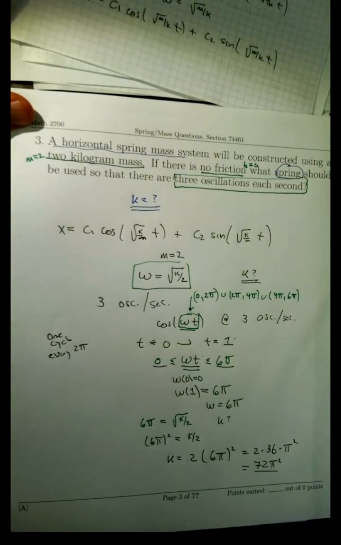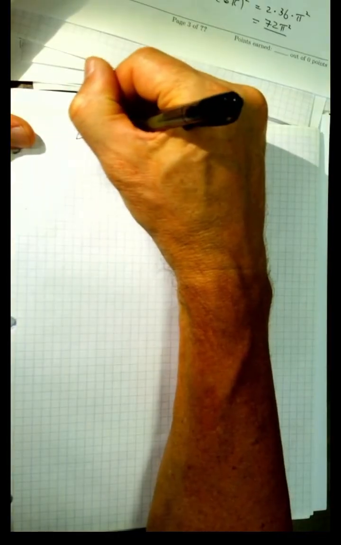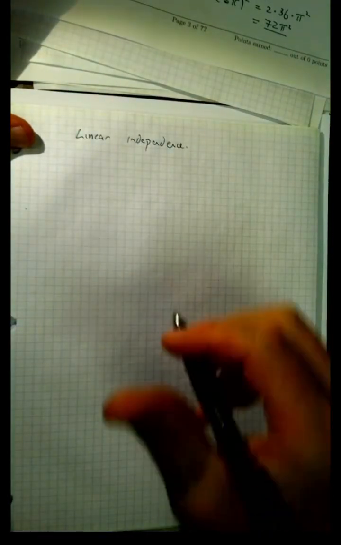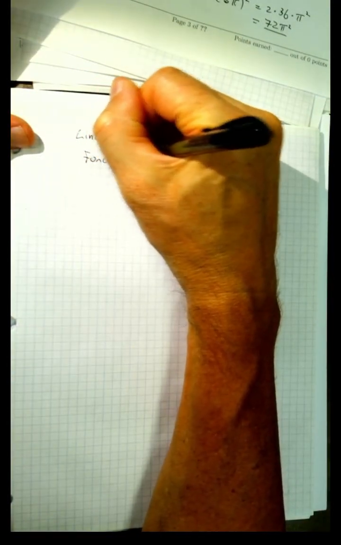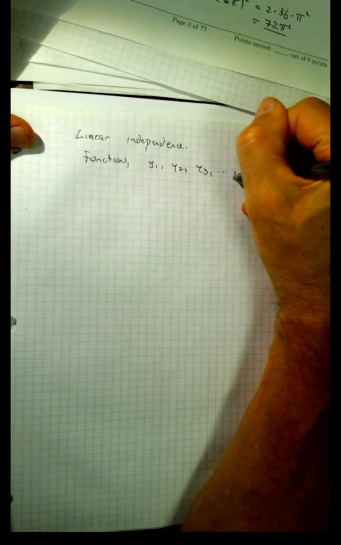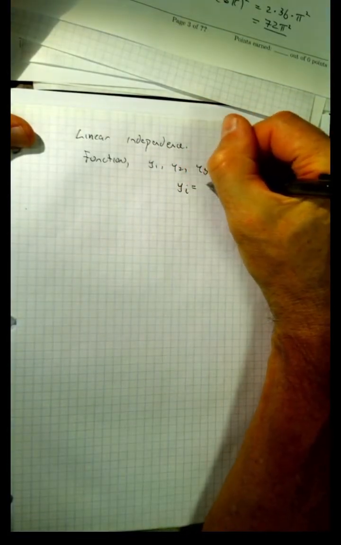Okay, just a couple quick notes here. First note is going to be a little weird and it's not going to make sense at first, but as we go we'll see this more and more. We need this idea of linear independence. And the idea is this: if I've got functions y1, y2, y3 out to some yn, so each of these is some function of time.